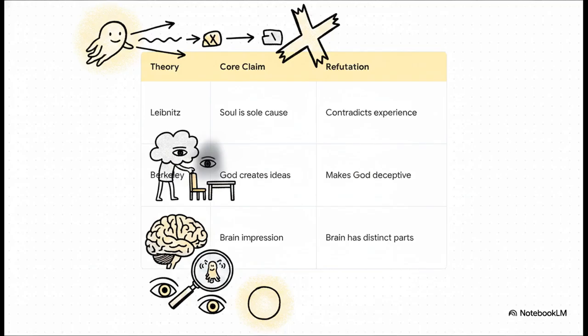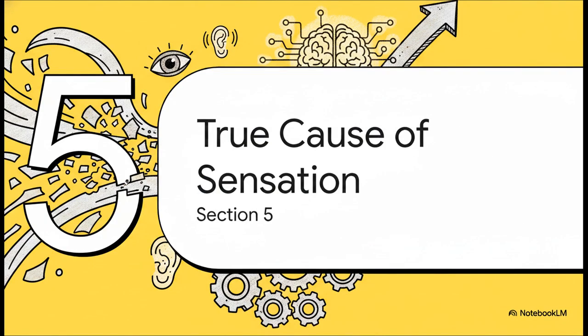piece of grass? Finally, the materialists claimed sensation is just a physical impression on the brain. But the brain has distinct, separate parts. Our everyday experience tells us that our sensation of an object is a single, undivided unity, and a compartmentalized physical brain just can't explain that on its own. Having cleared all those false theories away, we finally arrive at Section 5, the true cause of sensation.